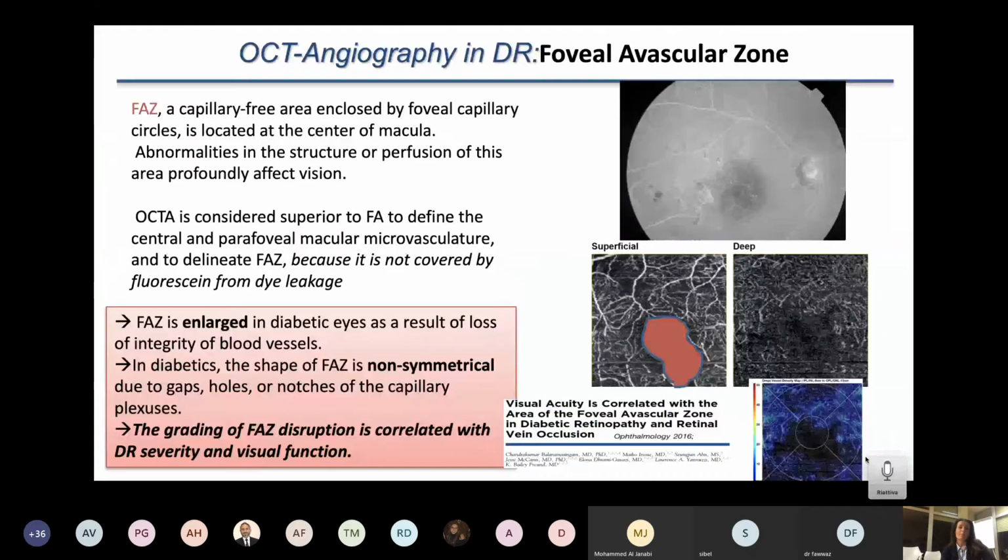On the other hand, we have diabetic retinopathy, where the phase is commonly enlarged, and the grading of the enlargement of the phase is correlated with diabetic retinopathy severity and visual function. So a larger phase in diabetic patients is correlated with a more severe diabetic retinopathy and a worse visual function.